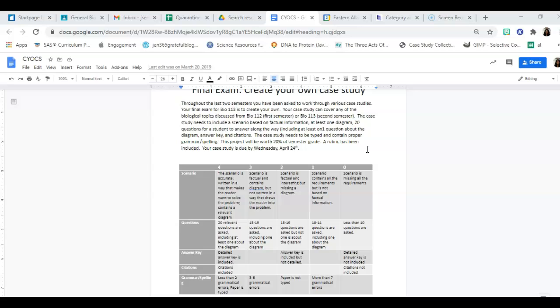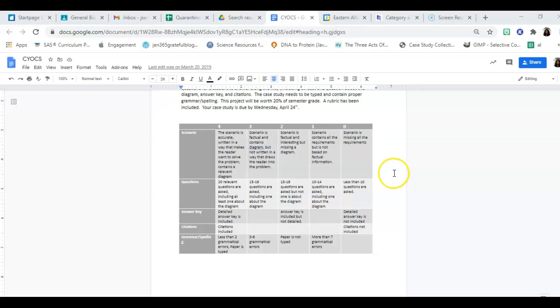So in all of the case studies that you did, at the very end of the case studies is a list of all the sources. You need to include those. So at least one diagram. You need 20 questions for the student to answer as they work their way through your case study, including at least one question about the diagram. You need to have an answer key, and then you need to have your citations.